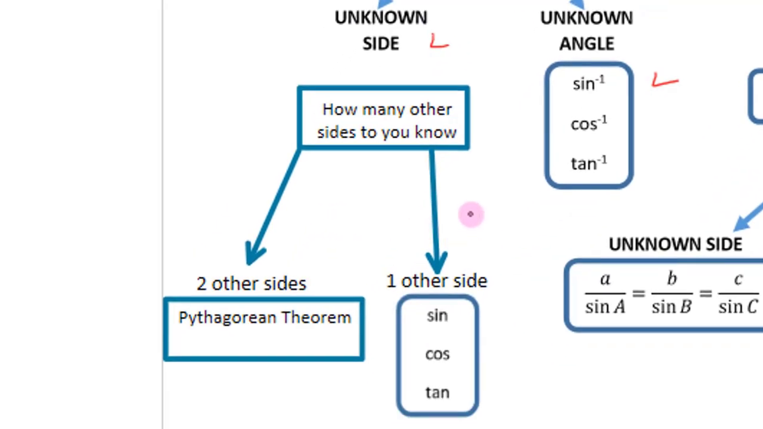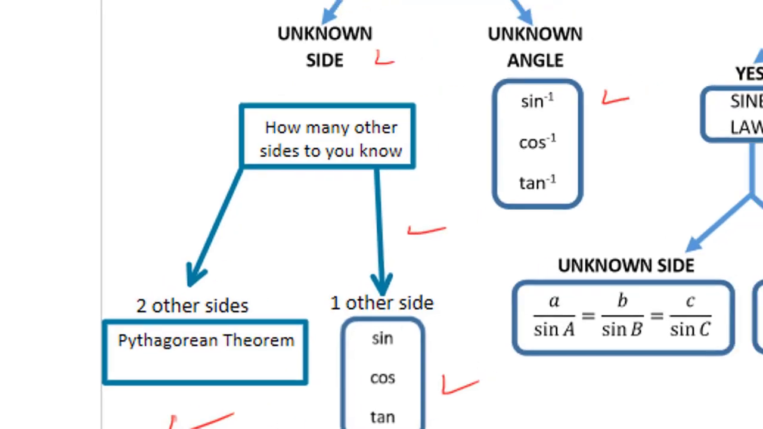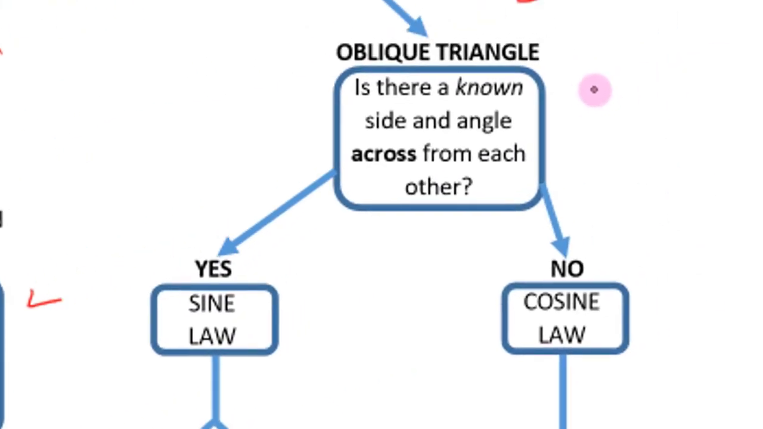How many other sides do we know in that right angle triangle? If it's only one, then we're going to focus in on our primary trig ratios. But if we know two of the sides in a right angle triangle, we can use the Pythagorean theorem. Now, if it wasn't a right angle triangle, then we have to determine whether or not we're going to use the sine law or the cosine law.